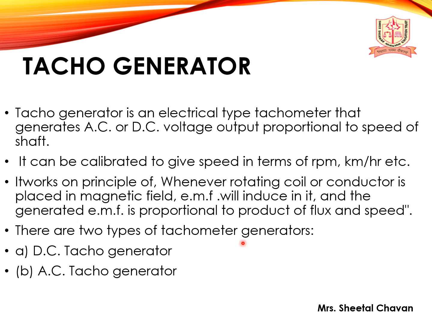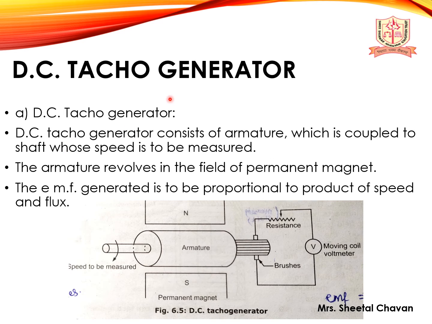So there are two types of tachometer generators. One is the DC tacho generator, the second is the AC tacho generator. Now let's see DC tacho generator. A DC tacho generator consists of an armature which is coupled to the shaft whose speed is to be measured. The armature revolves in a field of permanent magnet. The EMF generated is proportional to the product of speed and flux.